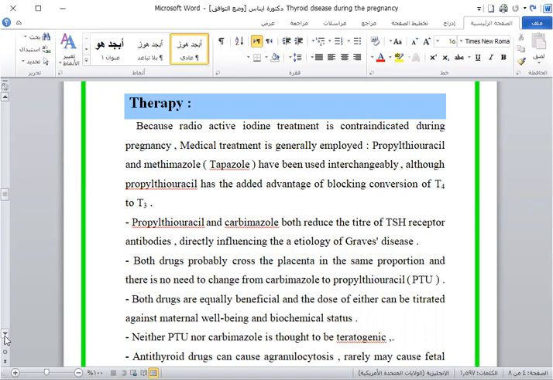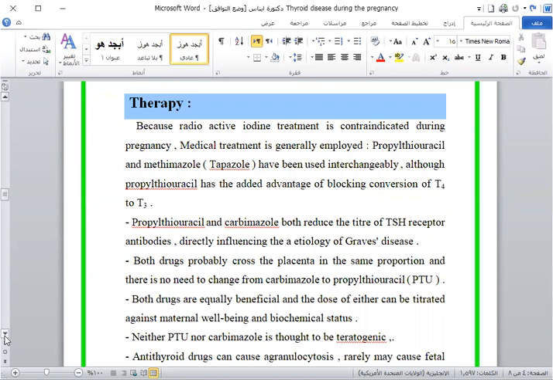If that fails, we may use surgical treatment in rare cases only. The method of choice for treatment is medical treatment. Why? Because radioactive iodine is contraindicated, it is teratogenic and leads to fetal hypothyroidism, and in addition surgery carries a high mortality rate. Then medical treatment is by propylthiouracil or by any drugs such as carbimazole, which decrease the titer of TSH receptor antibody.